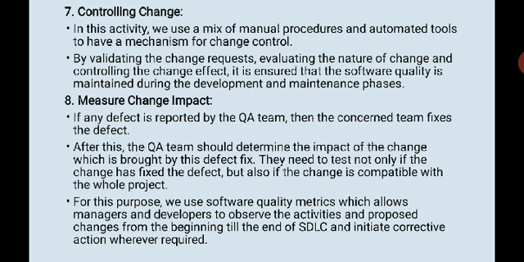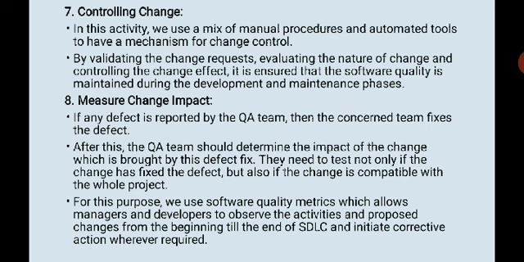And the eighth point is measure change impact. See, if any defect is reported by the QA team, then the coding team fixes the defect. So whoever, like if it is coding, the coding team will fix up the defect, right? After this, the QA team should determine the impact of the change which is brought by this defect fix. Whatever changes you made in order to fix the previous defect, you check that they have not brought new errors into your system, right?